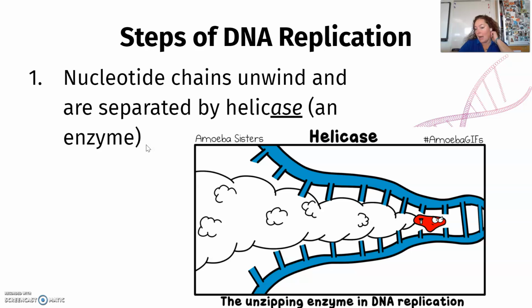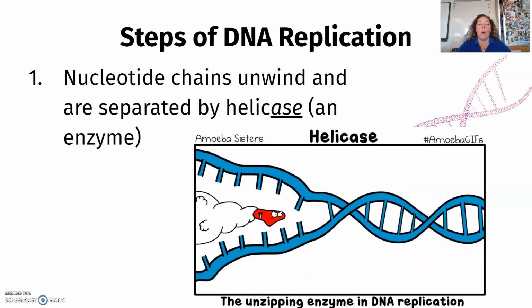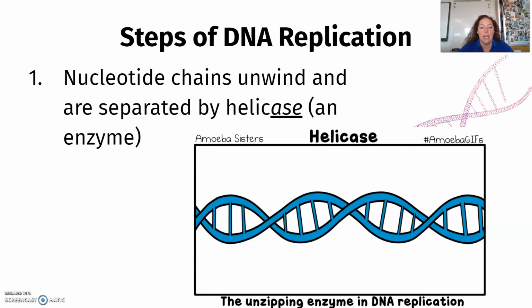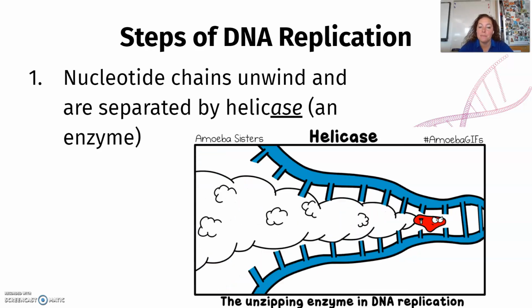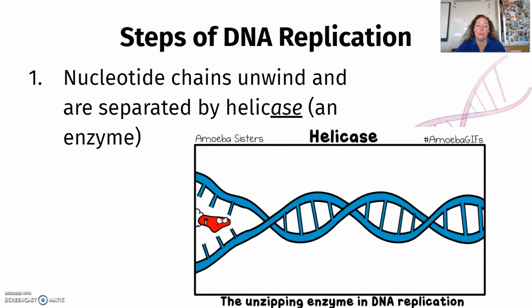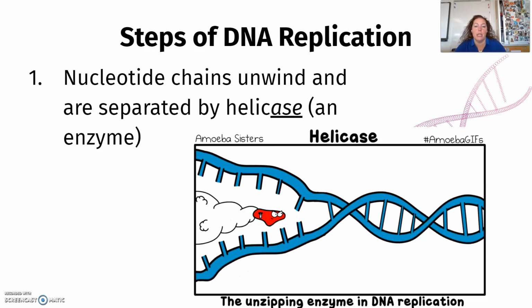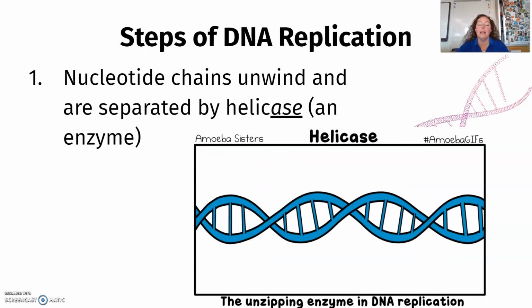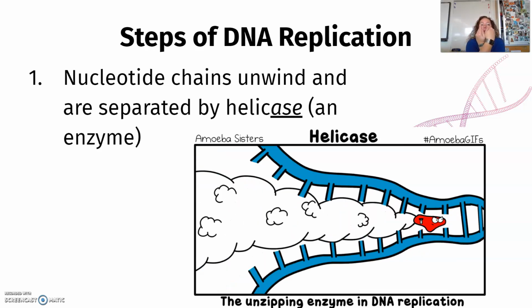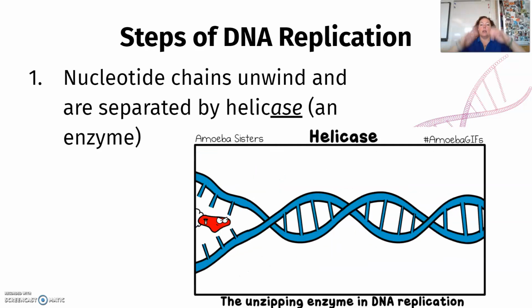So the first step of DNA replication is that the nucleotide chains unwind and are separated by a helicase. And helicase is an enzyme. The helicase breaks the helix or splits the helix. So remember that the DNA strand is in a twisted ladder form, which you see in the picture there. And the helicase comes in and takes the twisted ladder. It unwinds it like this and then unzips it so it opens up. So literally it starts to look like a zipper.